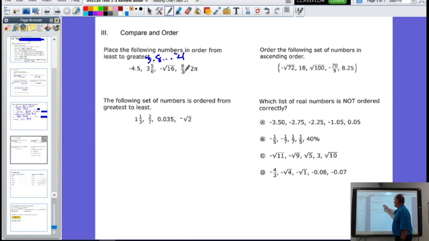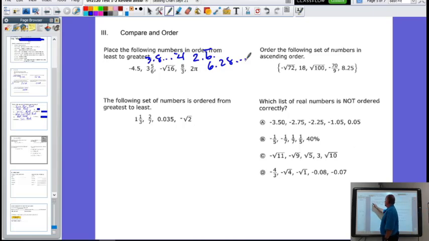8/3, well, that's going to be 8 divided by 3. That's going to give me 2 point something. Okay, because you're going to end up with a repeating decimal in there. So that's going to be 2.6 with a bar, 66666. And then 2 times pi is going to give me something like 6.28 something. Okay, so now with that in mind, we can put these in order.